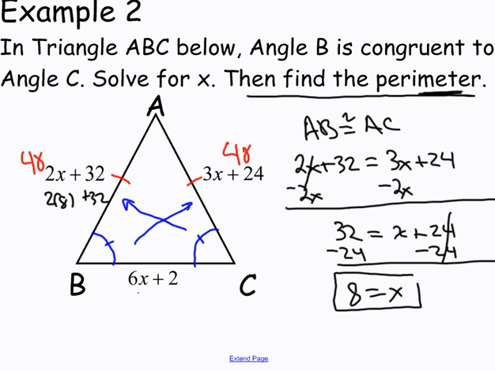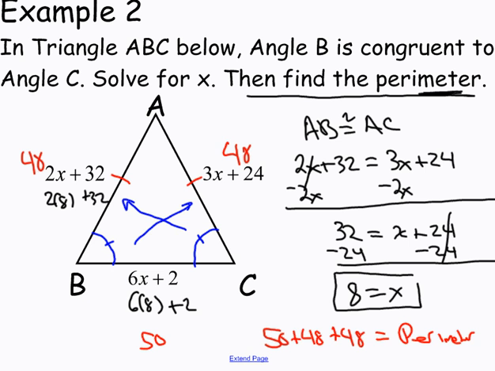And when I substitute here, and I have to substitute because this side is not necessarily equal to the other sides, I got 6 times 8 plus 2, that's 48 plus 2, which is 50. So if I add the sides, 50 plus 48 plus 48, that will give me the perimeter. And 50 plus 48 plus 48 is equal to 146. So 146 is equal to the perimeter. I'm trying to put a box around that. There it is.